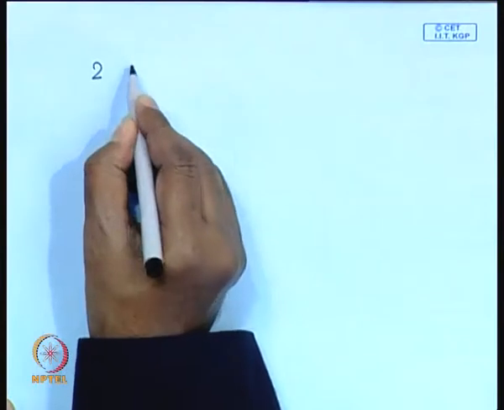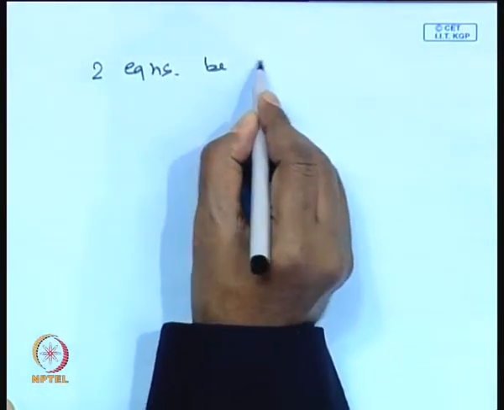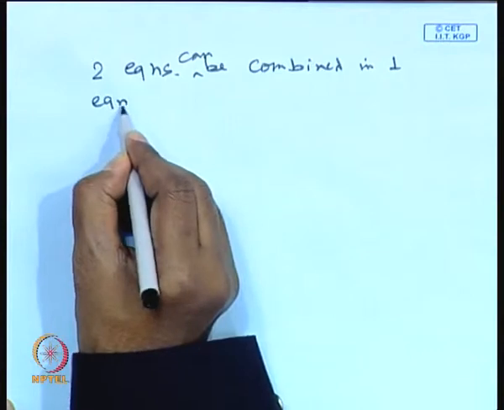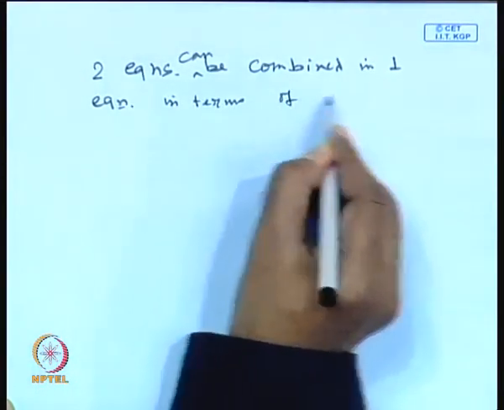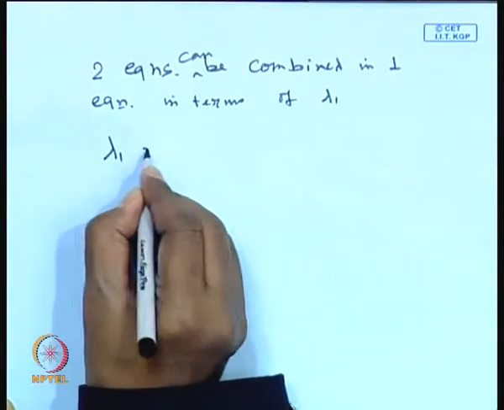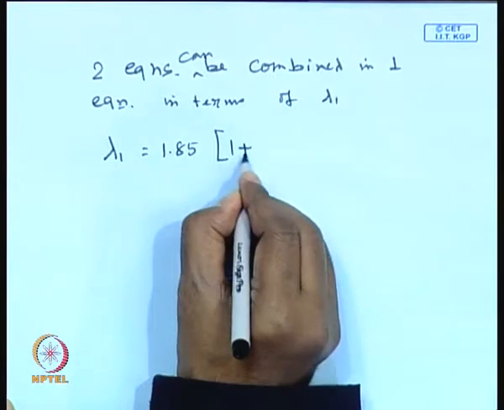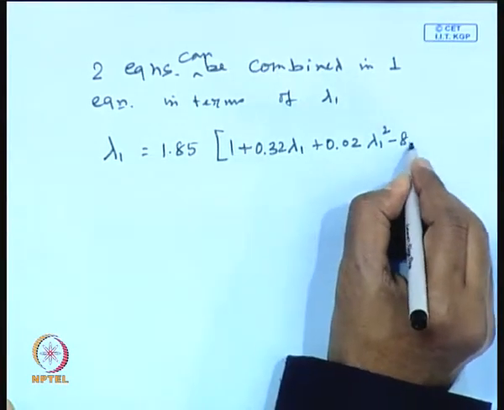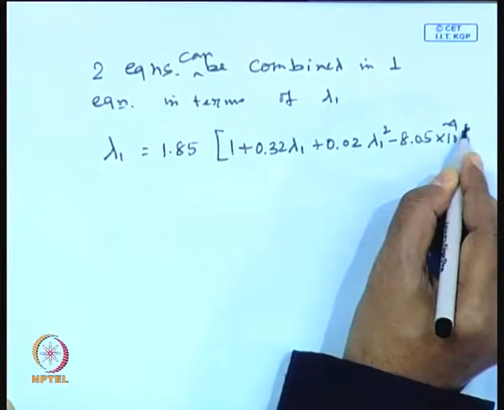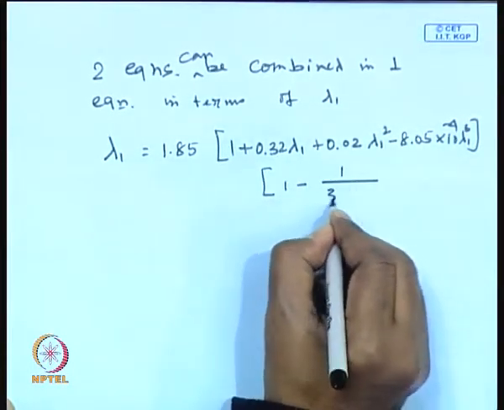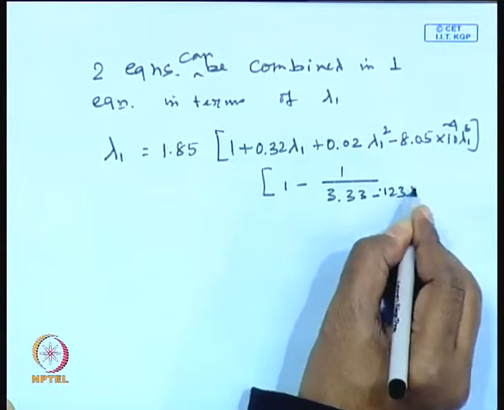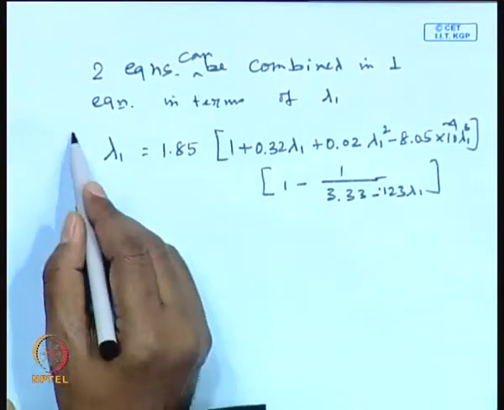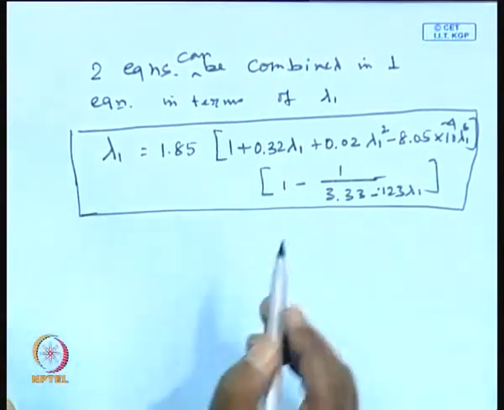Now, we identified two equations and two unknowns. If we combine the two equations in one equation in terms of lambda 1, what is that equation? Lambda 1 is equal to 1.85 into 1 plus 0.32 lambda 1 plus 0.02 lambda 1 square minus 8.05 into 10 to the minus 4 lambda 1 cube, into 1 minus 1 divided by 3.33 minus 0.123 lambda 1. So, it is 1 minus 1 by Cm star; Cm star can be expressed in terms of lambda 1. This equation has to be solved in order to get the value of lambda 1.